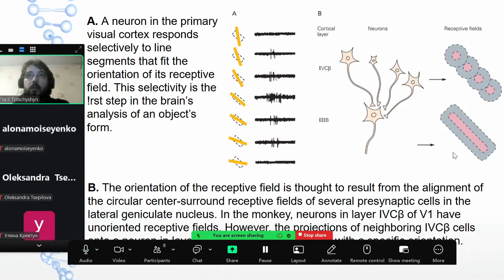looks like this. And here you see that this neuron in the primary visual cortex responds selectively to line segments that fit the orientation of its receptive field. And the selectivity is the first step in the brain's analysis of the object's form. So here you see once again these images. This segment is rotated a different way, and depending on how it is rotated, you either get a lot of action potentials or you can get none of the action potentials.